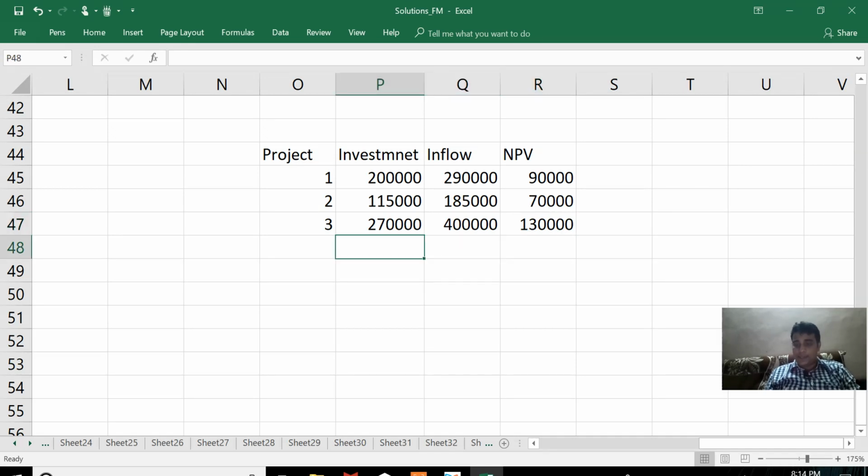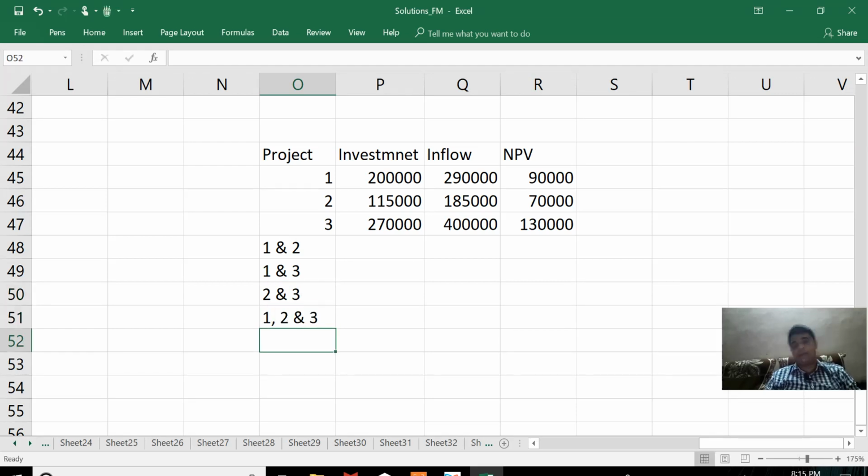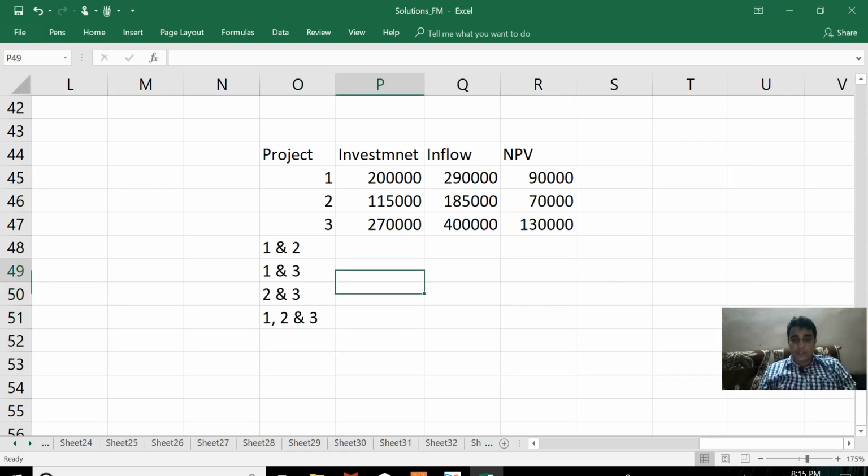All these are mutually exclusive, so I can do any combination. So I'll do 1 and 2 together, 1 and 3 together, 2 and 3 together, 1, 2 and 3. So in all the 7 alternatives, whichever gives me the maximum NPV, I am going to go ahead and select that. Now let's read the question.